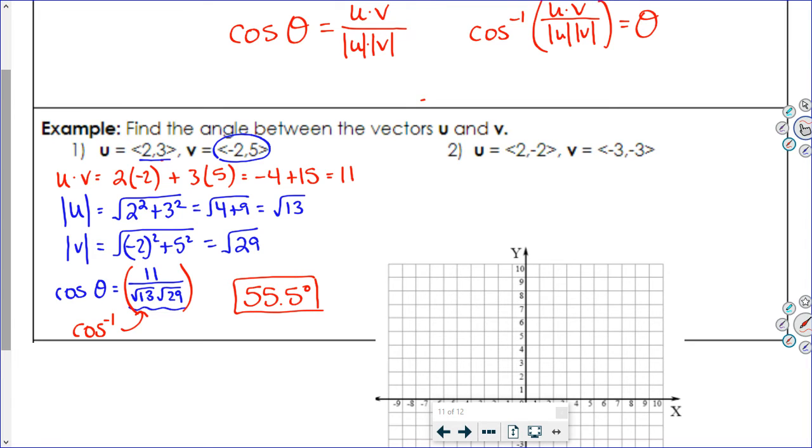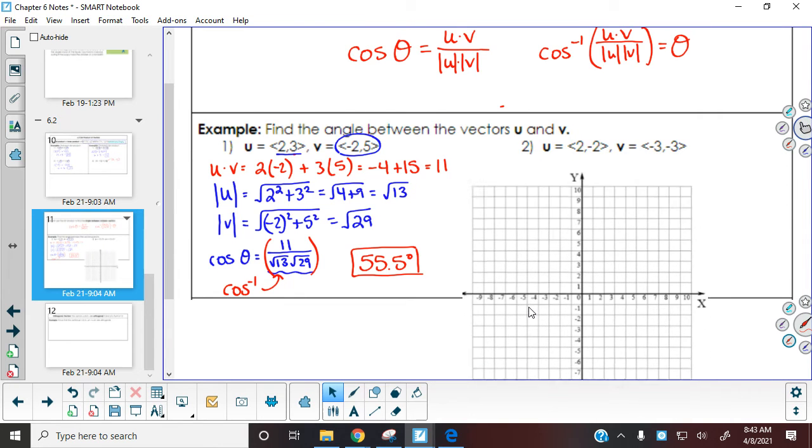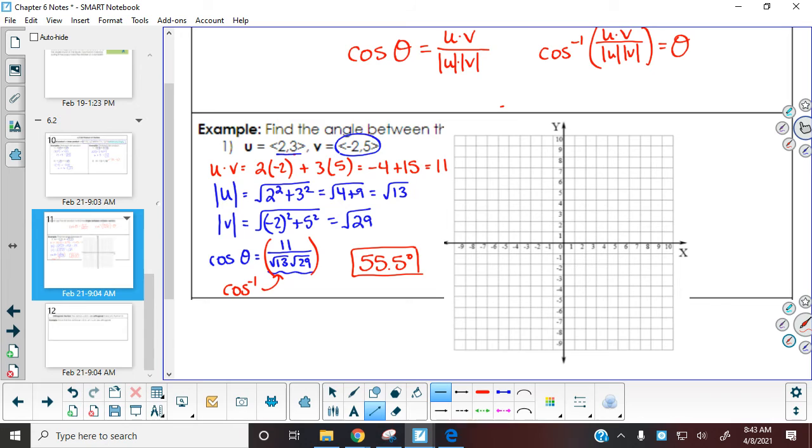Okay, so what that means, let's take a look at a picture just to reinforce this. If we were to take a look at those two vectors, so 2, 3, we're going to go over 2 units, up 3 units. And then from that same point, we could go left 2, up 5. So left 2, and then up 1, 2, 3, 4, 5. That angle formed by those two vectors is going to be 55 degrees.